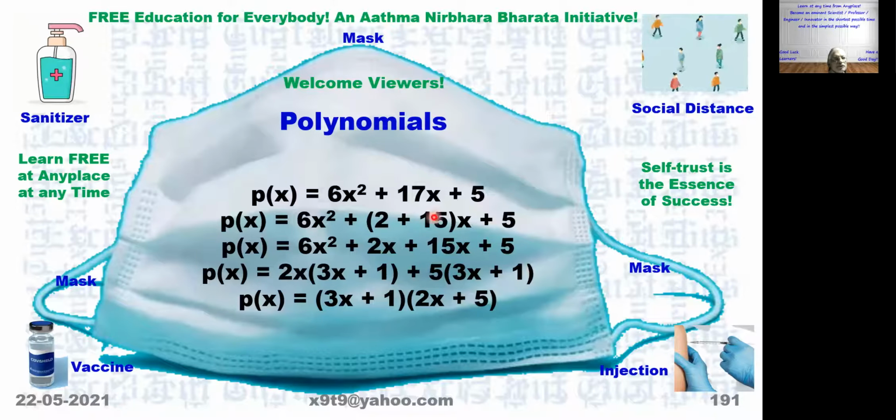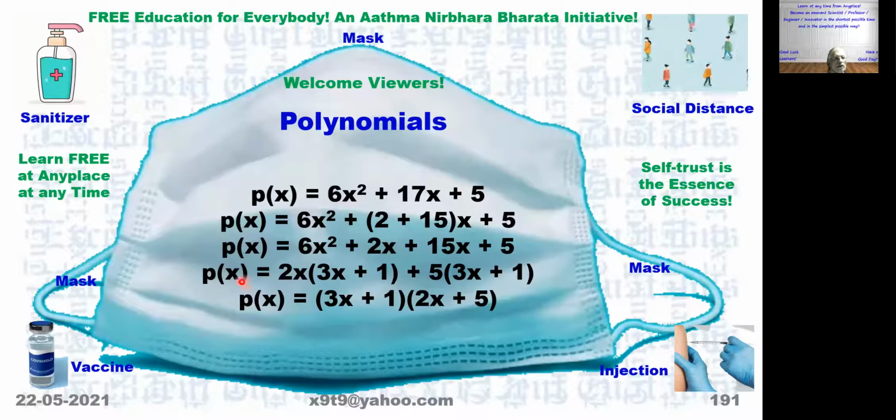Now, once we get these numbers, this given polynomial we can write as 6x² + instead of 17x we write (2 + 15)x + 5. Now it is equal to, removing the bracket, 6x² + 2x + 15x + 5.